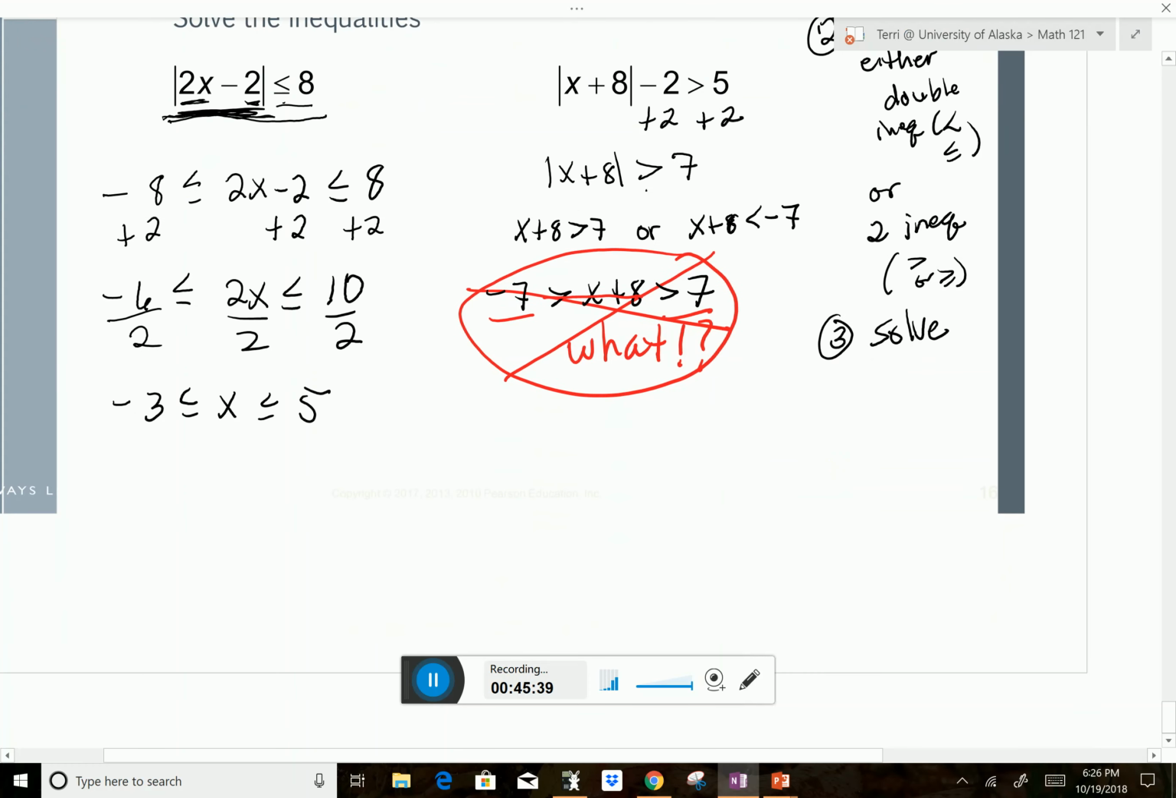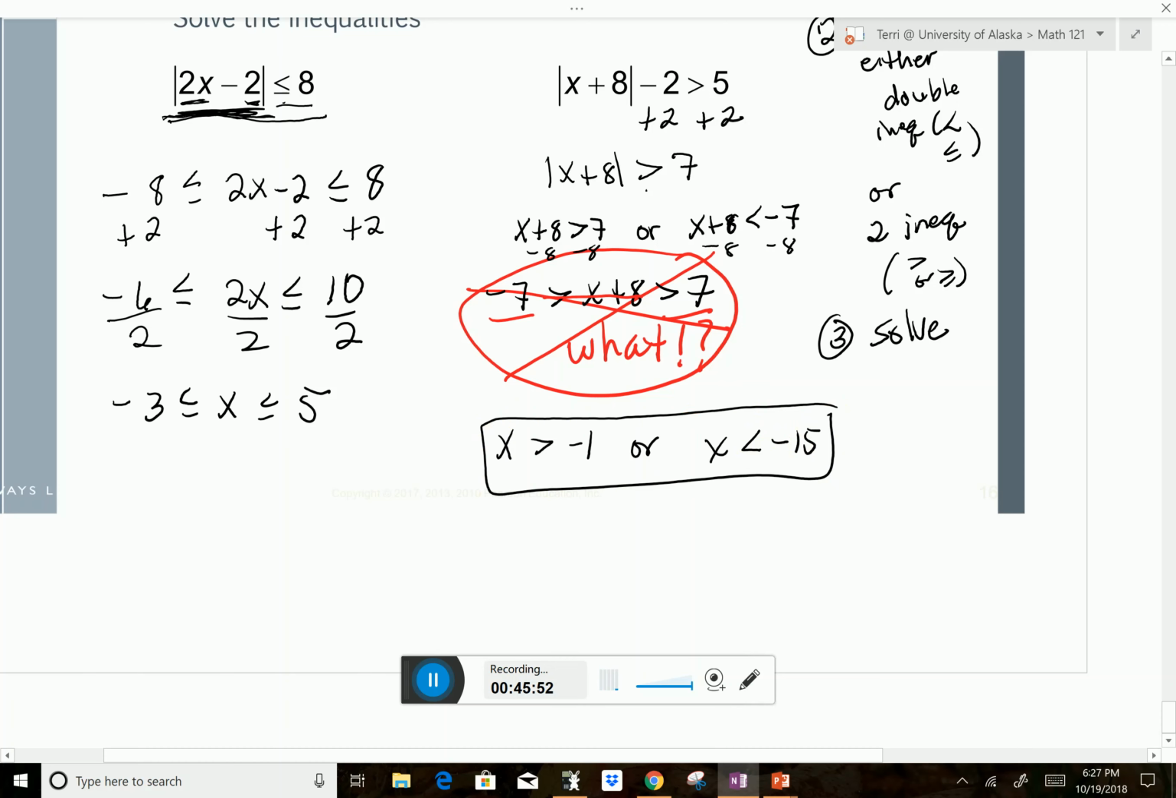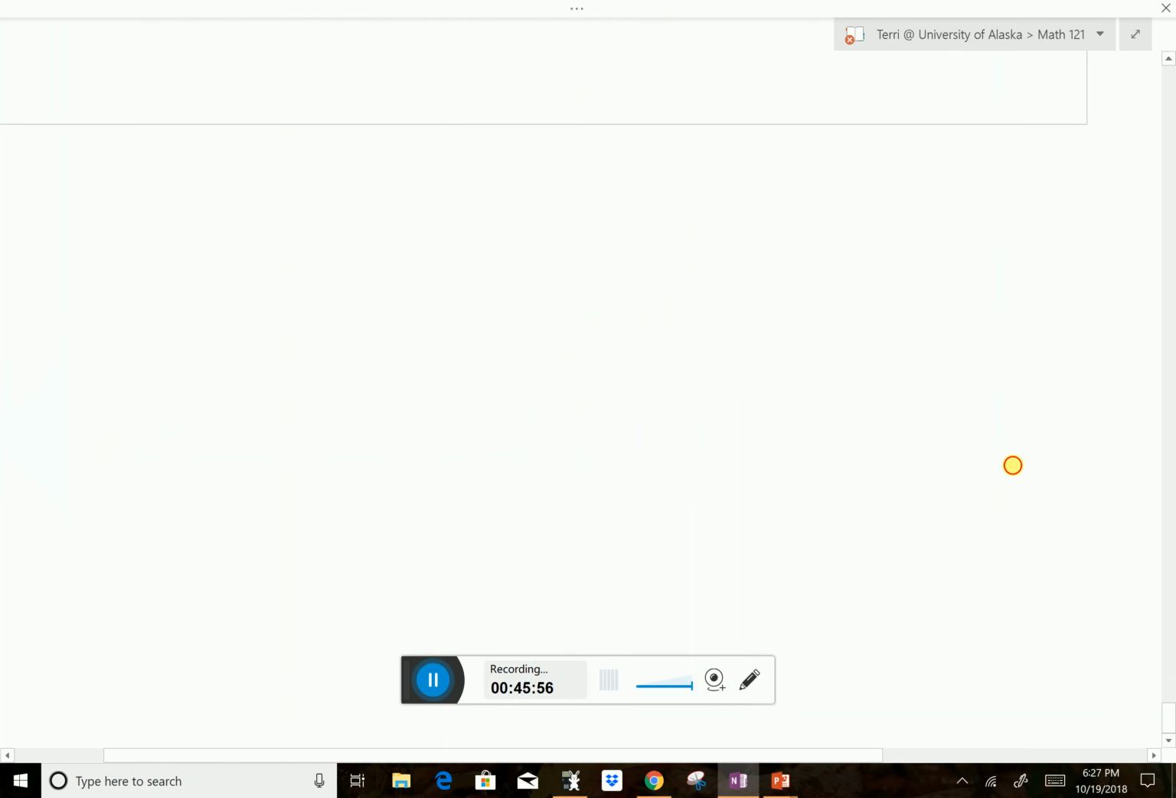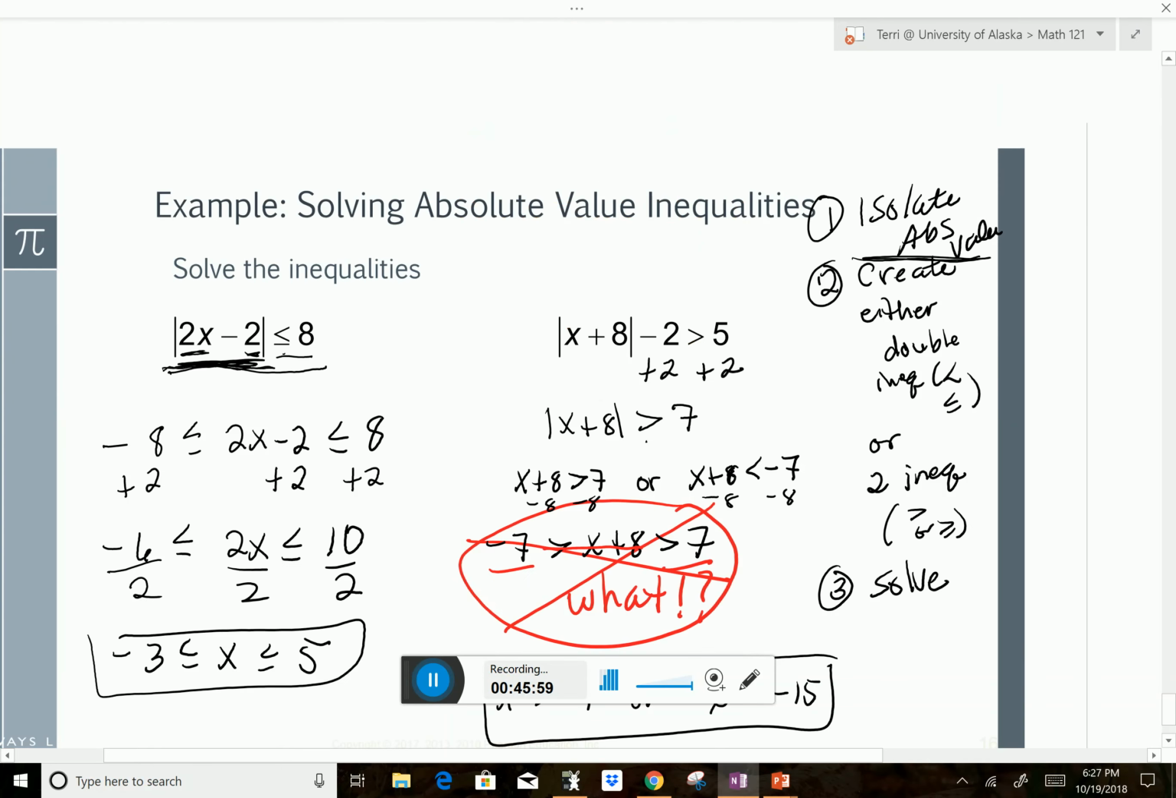So now I can solve each one of these. X is greater than negative 1, or x is less than negative 15. And there's my answers on these two. And that is it for today.